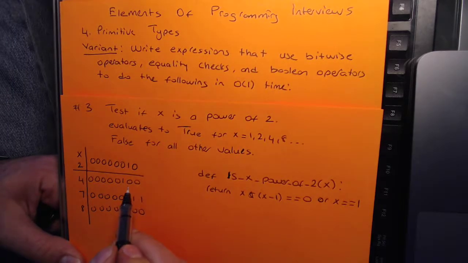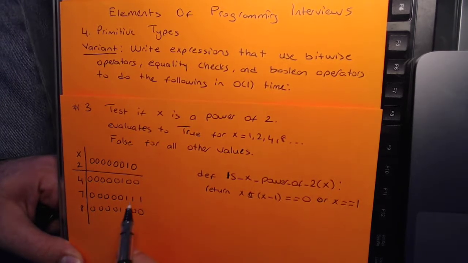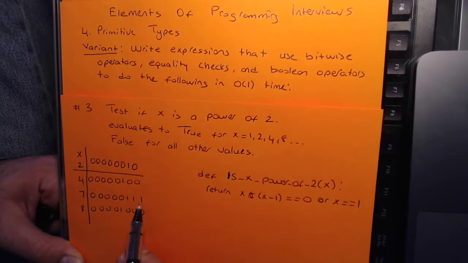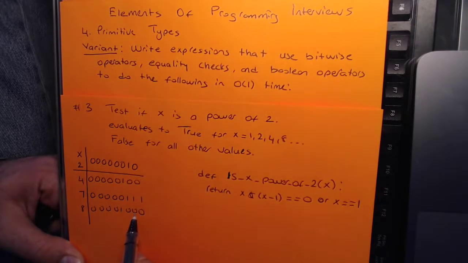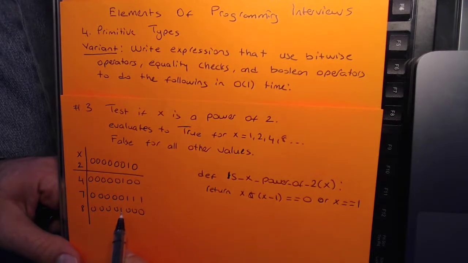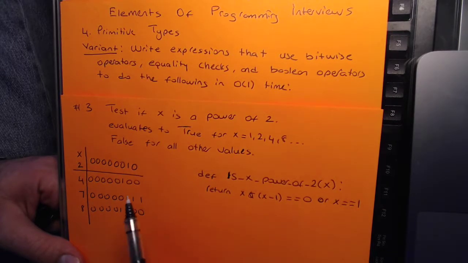If it is not a power of 2, then you have other bits set. For example, in the case of 7, you have multiple bits set, not only the first one, second one, or third one, as you see. In the case of 8, as I said before, this particular fourth bit is set. So in the case of a power of 2, there's only one bit set in the number.